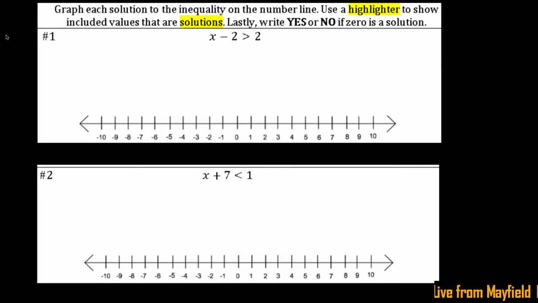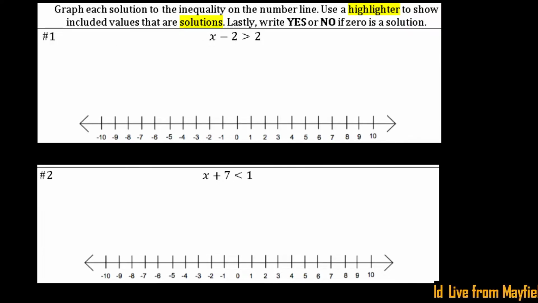And in this video, we're going to be working on that Inequalities Homework number 1, numero uno. And it says, for the directions, graph each solution to the inequality on the number line, and use a highlighter to show included values that are solutions. Meaning, if you would plug in that value, it would still make a true statement. Lastly, write yes or no if 0 is a solution, meaning would we include 0 in that set of solutions?